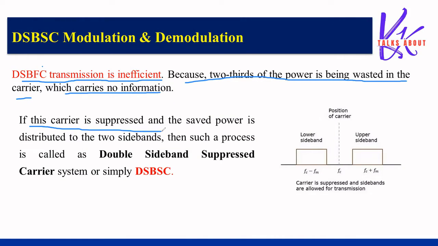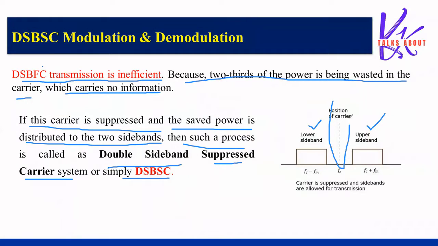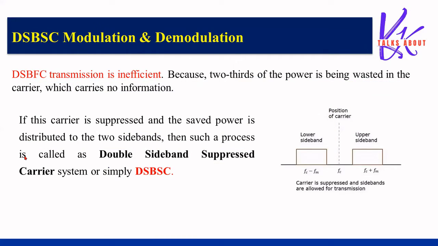So if that carrier is suppressed and the saved power is distributed to the two sidebands, that is what we do in DSBSC: the carrier is suppressed and the power is distributed among the two sidebands. Such a process we call double sideband suppressed carrier, or simply DSBSC. That means we are transmitting only the lower sideband and the upper sideband. So your carrier is getting suppressed in DSBSC. Let us see how to implement the DSBSC.